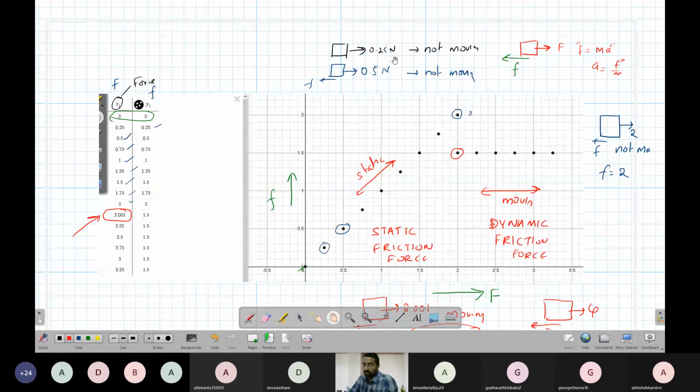Okay, the car slides, objects slide. When you keep on applying, increasingly applying some force, when it starts moving, there's a jump. The jump is because the reacting force suddenly drops to the dynamic friction. Dynamic friction is always lesser than the maximum static friction. Okay, so that is about how friction behaves.